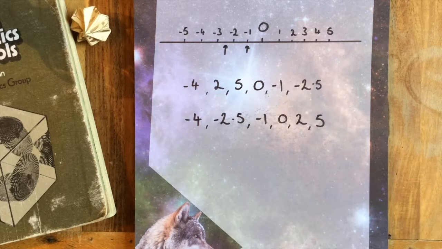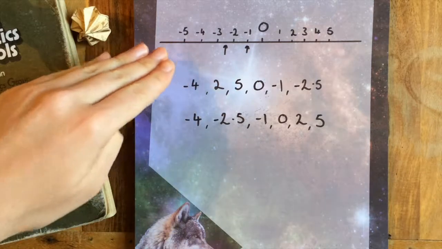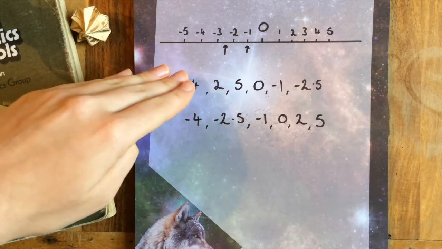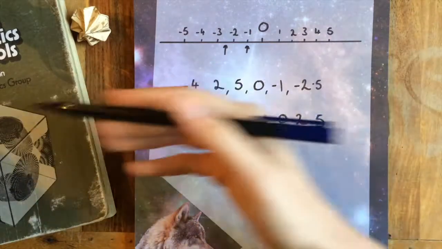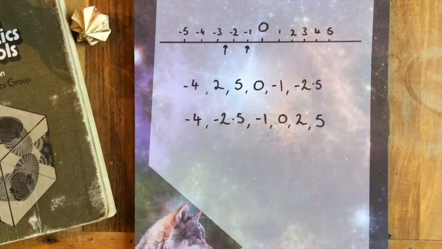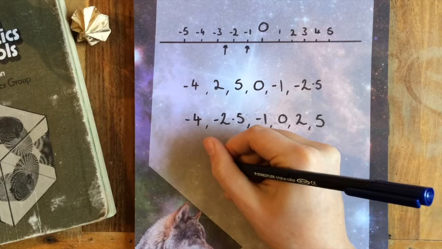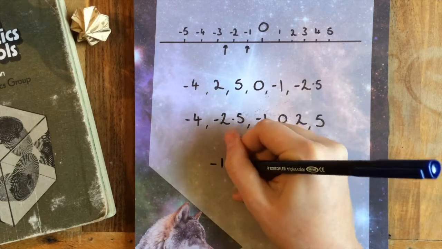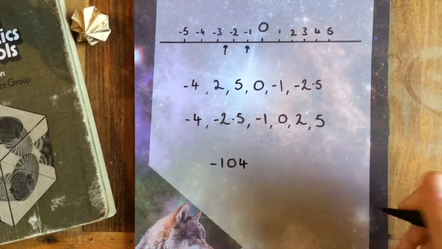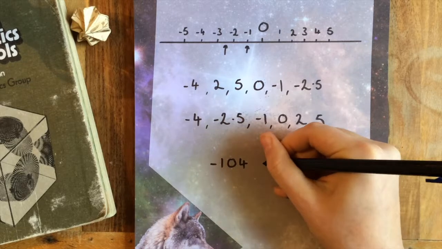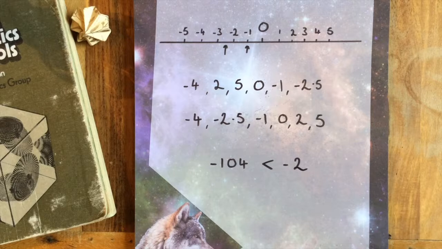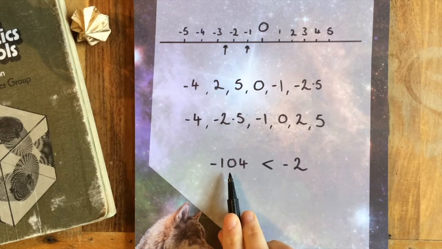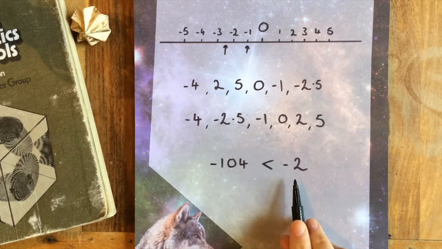So the main thing to remember is that if you have negative numbers, the larger the number part of it, the further into the negatives they are and the smaller the overall value. So for example, -104 is much, much smaller than -2. This is way far into the negative. This is only a little bit into the negative.